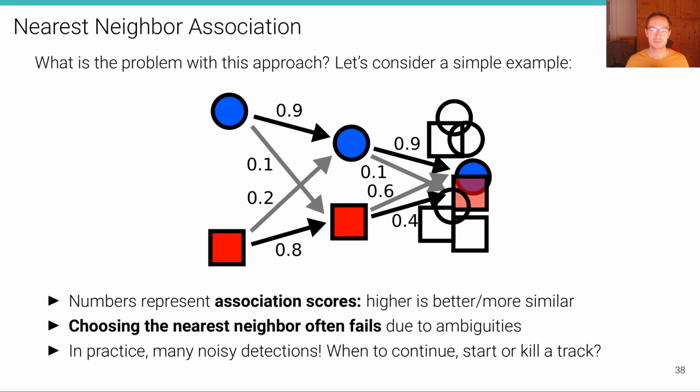And in practice, the situation may be much more severe, much more difficult. There are many more detections. Detections are noisy. And the question is when to continue, start, or kill a track. I hope this illustrates that a simple nearest neighbor approach is in general not a good idea.